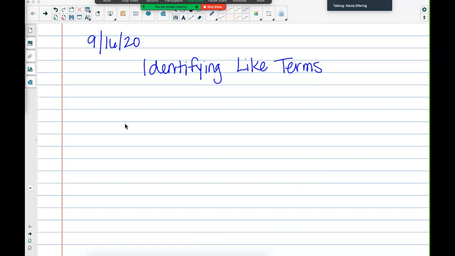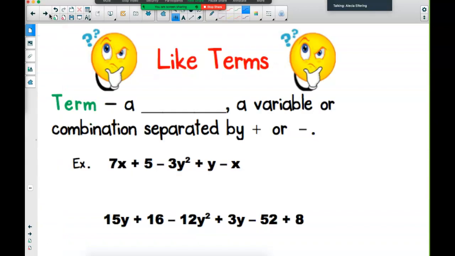Okay, so identifying like terms. First of all, we have to know a couple of things. We have to know what is a term. Okay? And again, you guys don't have to write all of this down. I'm going to tell you when you have to write something in your notes. Okay? A term is a constant, a variable, or a combination separated by a plus or minus sign.